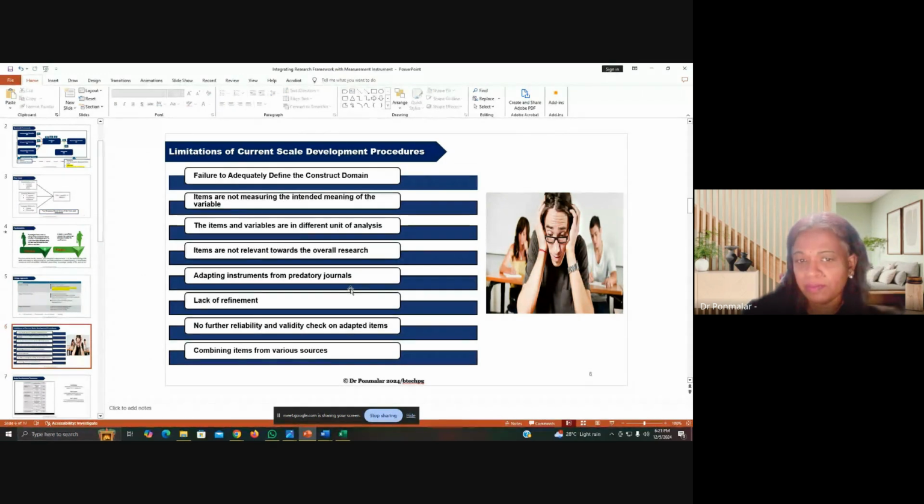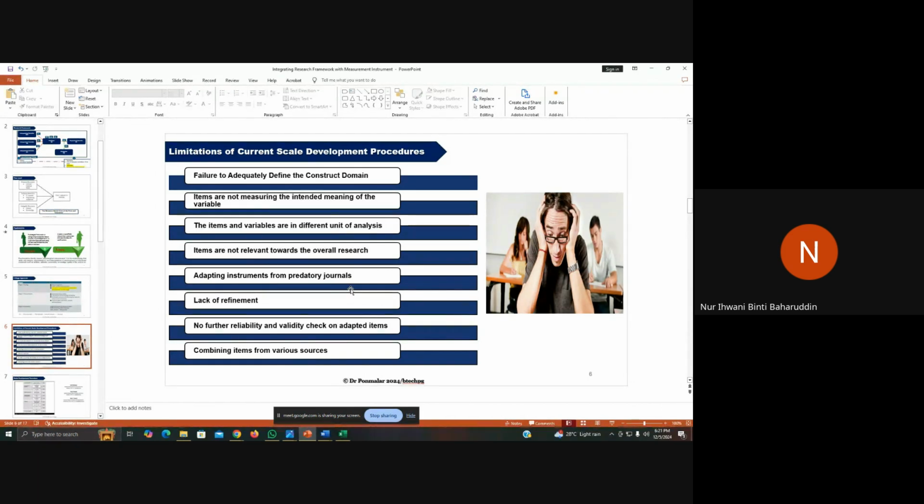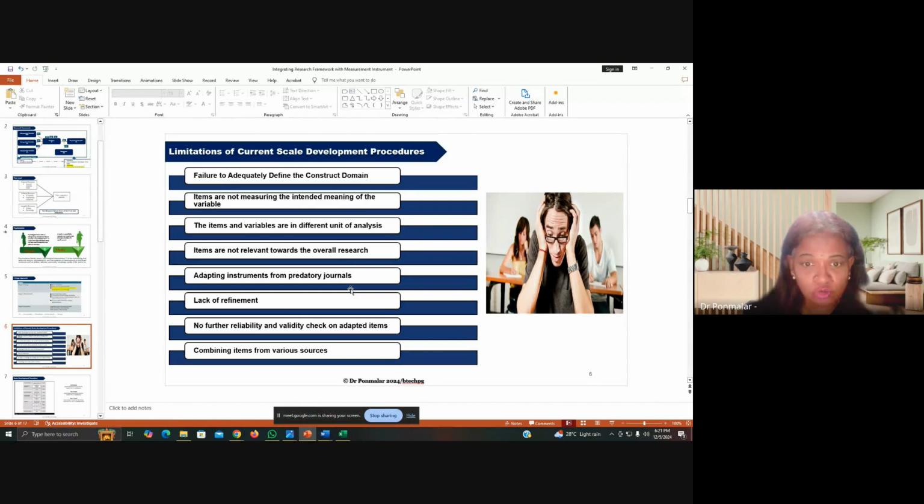Adapting instruments from predatory journals, that means you go and, okay, why we keep stressing, go for items or scales developed by good papers, which are mostly listed under Q1, Q2, Q3, Q4 journals. Why we say trusted source? Because in good journals like Q1, Q2, 3, 4, they will go through a very rigorous process. That means when I develop my scale and submit, they will really review it. The review is very stringent. So that's why the quality of the items will be maintained.